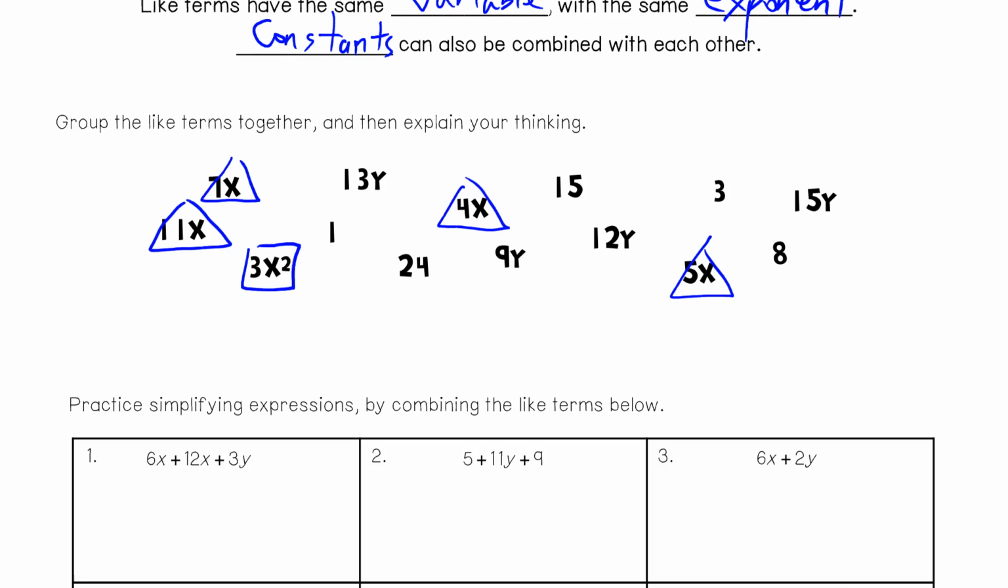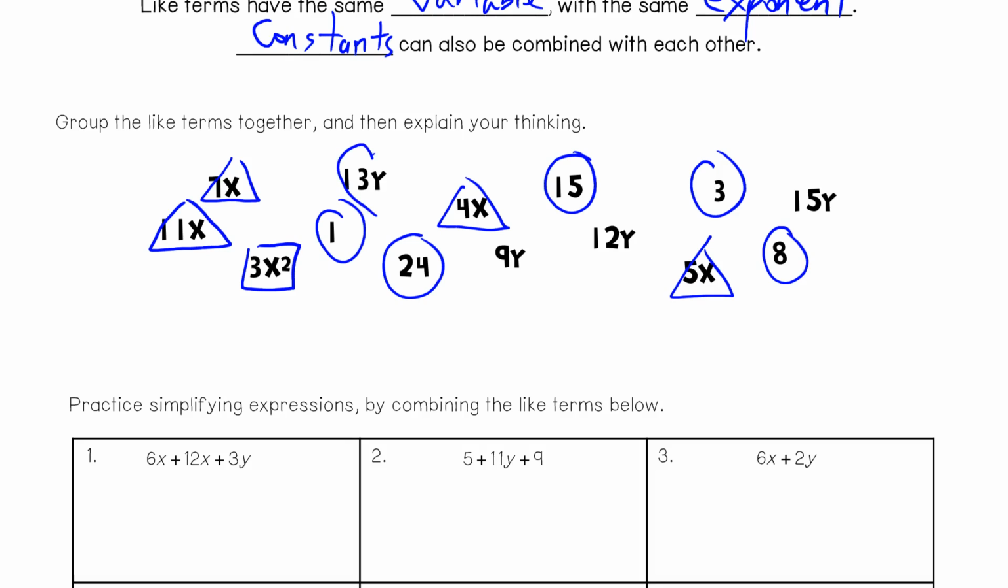And then I like to circle my constants. So 1, 24, 15, 3, and 8. I've circled all my constants, and I'm left with y as another variable. Second period said that we should draw hearts, so that's what I'm doing here. Now all of my terms have been identified. I can combine like terms. I like to do it with the largest exponent first and then work my way down.